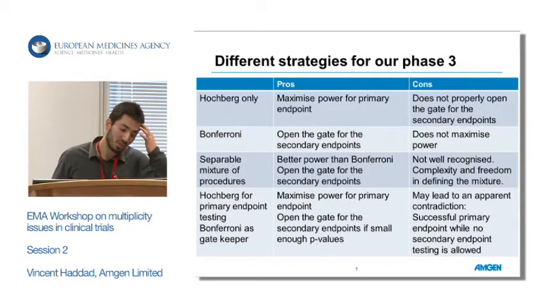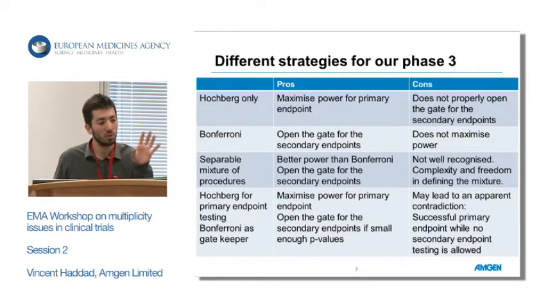We have discussed 4 scenarios. So the first one is using Hochberg only. We adjust the effect of the treatment on low dose versus placebo and high dose versus placebo using Hochberg. If it is significant for any of these arms, we go down to the secondary endpoint. So it maximizes the power as the pro, and the con is that we can be criticized based on this recent publication, as it does not properly open the gates for the secondary endpoint testing. So Bonferroni, you can't be criticized, but it does not maximize the power.